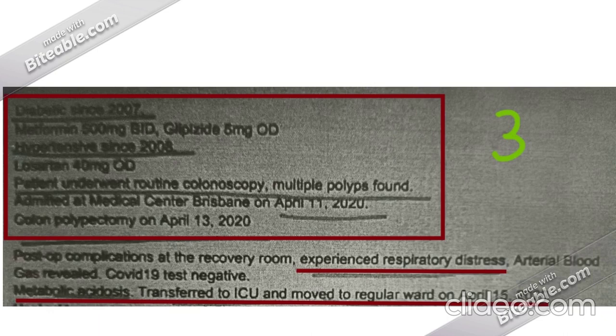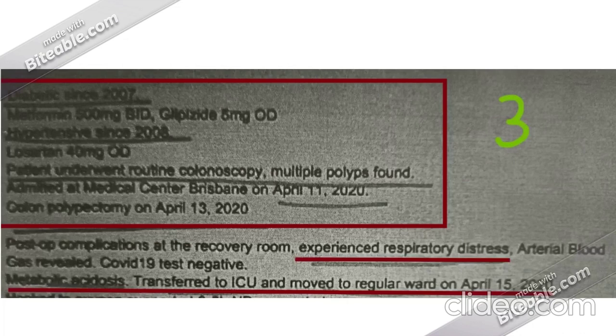Then we will come to the main point, the content of our present medical history paragraph. Here it is given: patient underwent routine colonoscopy, multiple polyps found. Admitted at the medical center Brisbane on April 11, 2020. Colon polypectomy on April 13, 2020. So the patient has undergone colonoscopy on April 11, 2020. This is routine, in which multiple polyps were found, and she was admitted to the hospital. After 2 days, she underwent colon polypectomy. So this is the starting point of our present medical paragraph.